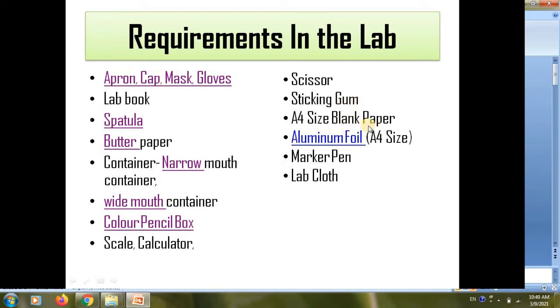Then A4 size blank paper. We have to use a label, so we can make a label from A4 size blank paper, the paper that we use for xerox.